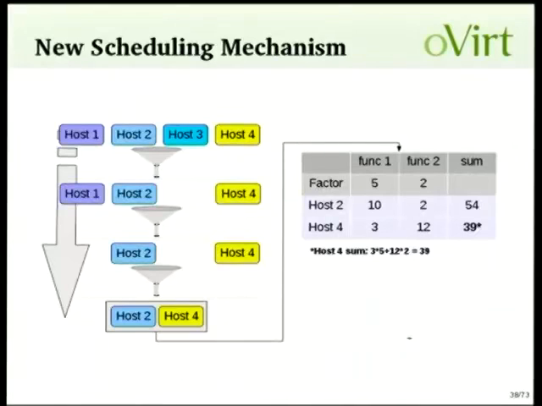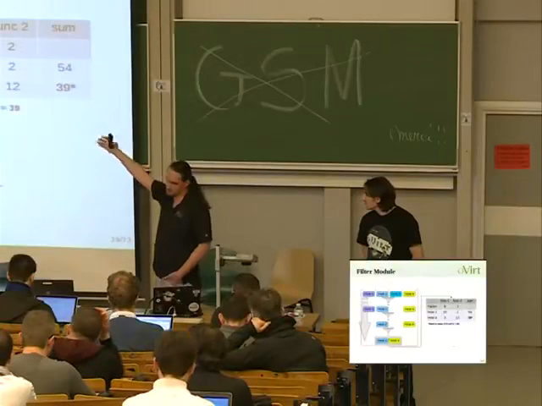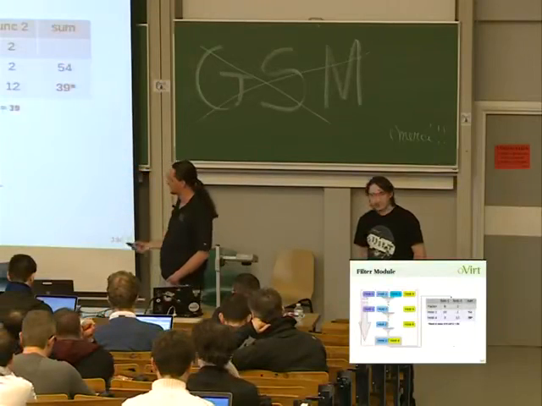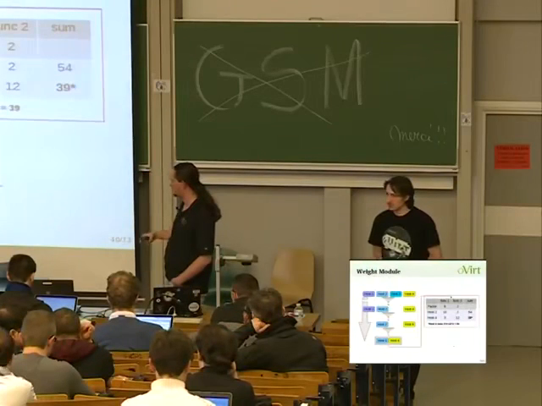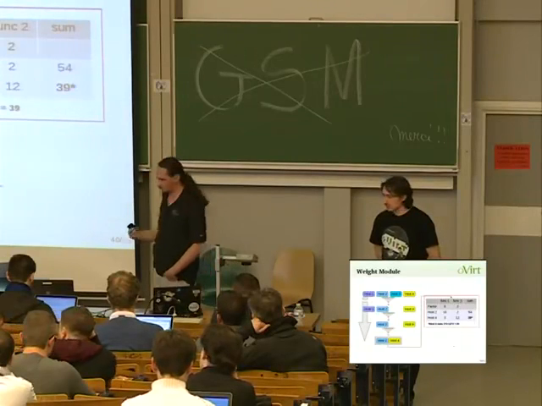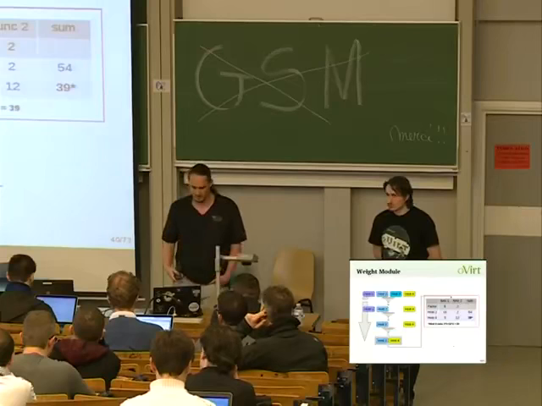We have a list of hosts in the beginning, and then we have the filter module running. So each filter module filters out one or more hosts, or maybe no host, just passes all hosts next. And when we have more than one host left, then we have the weight module that is running and just decides to give some scores for the host, and the host with the lowest score wins, and this is the one that gets selected to run the VMs.